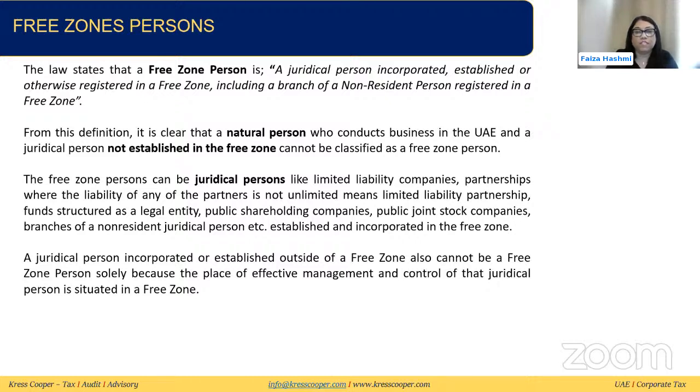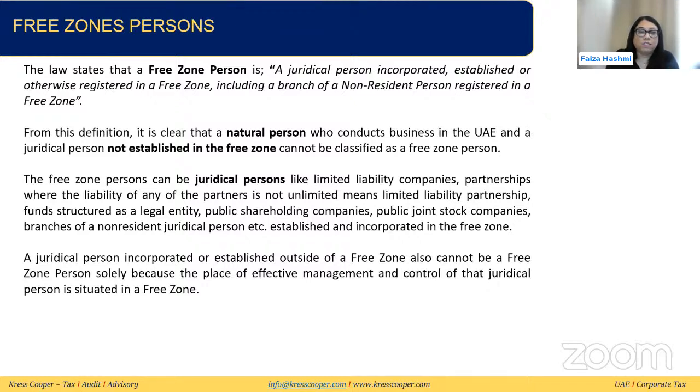Now, two conditions we can see from here. One, you need to be registered in a free zone. So anybody who has to be classified as a free zone person needs to be in the free zone first. Then only juridical persons can be a free zone person. That means natural persons cannot be free zone persons. Juridical persons are those who have a separate legal identity, like LLC companies, public joint stock companies, or incorporated partnerships, that are incorporated or registered inside a free zone. Only those can be considered as a free zone person.